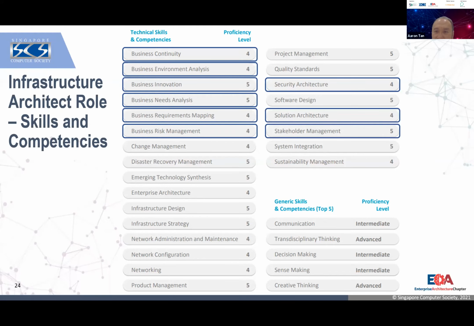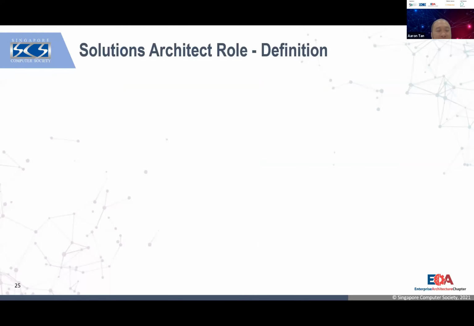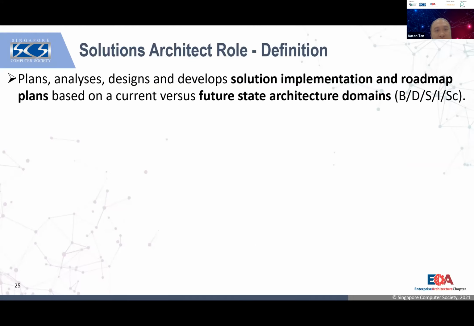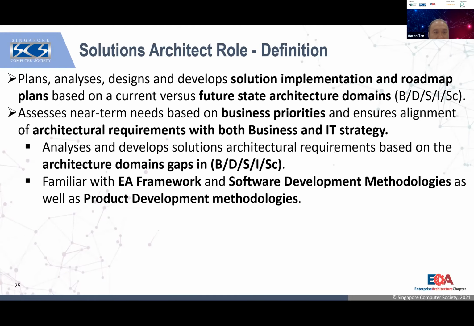The same with the solution architect, working very closely with stakeholders and stakeholder management. And the next one is the solution architect role. Basically, the solution architect is the architect you typically assign into the project. This is where the architects typically start talking about vendor jargon. This is where you are working closely with the project team and the project management team, and how you can realize the architecture in terms of business, data, software, infrastructure, and security into a solution itself.